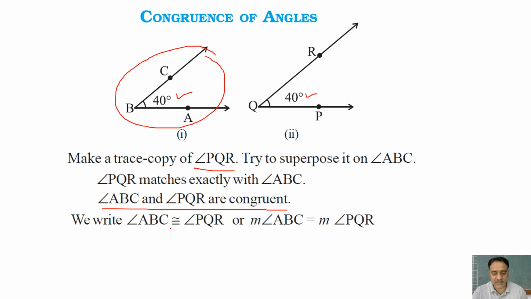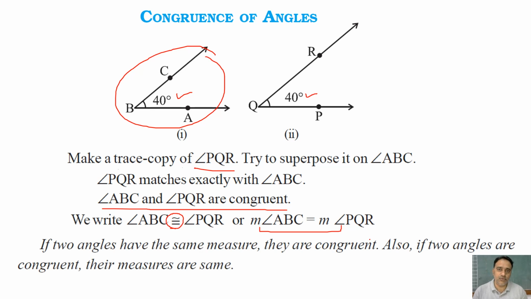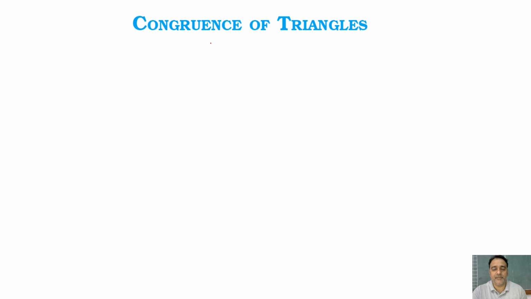This is the symbolic representation of congruent, and we can say that the degree measure of both the angles are equal. So if two angles have the same measure, they are congruent, and also if two angles are congruent, then their measures are the same. Now we'll move towards our main topic, congruence of triangles.